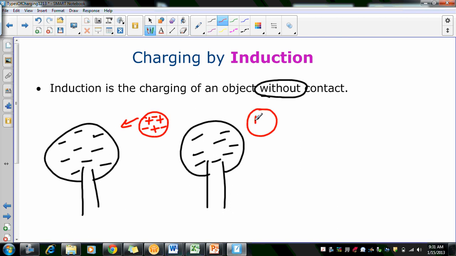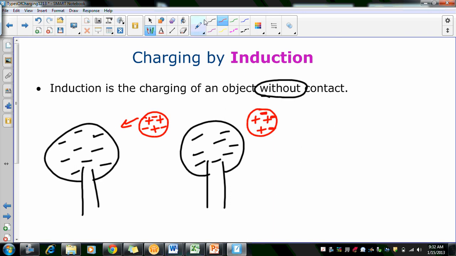the protons are still in the exact same location. The nuclei of these atoms cannot move. So protons cannot move. But these electrons, because they're free to move, they're just floating around outside of the nucleus, they can move. And so the electrons are pushed away from this negative Van de Graaff.